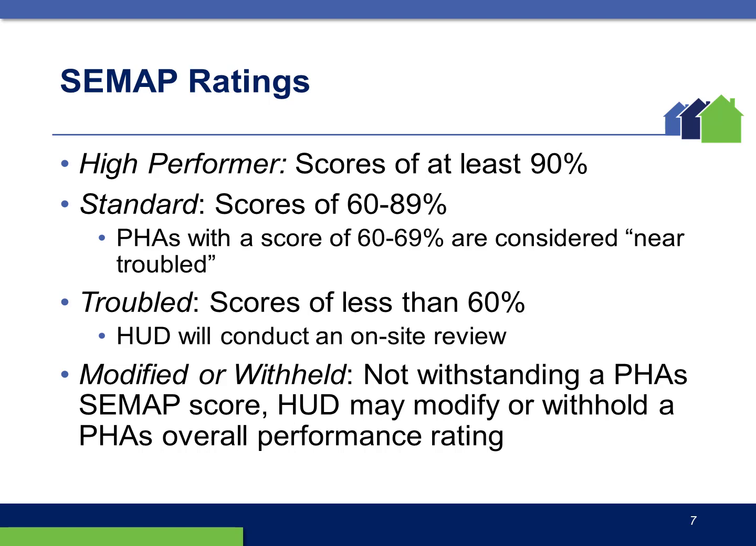Standard-performing PHAs are those with CMAP scores of 60 to 89%. PHAs with a score of 60 to 69% are considered near troubled and may receive additional HUD monitoring and technical assistance. Troubled PHAs are those with CMAP scores of less than 60%. HUD will conduct an on-site review of any agency assigned a troubled rating. While not common, there are instances where HUD may modify or withhold a PHA's overall performance rating. This occurs when there are relevant circumstances warranting this decision.